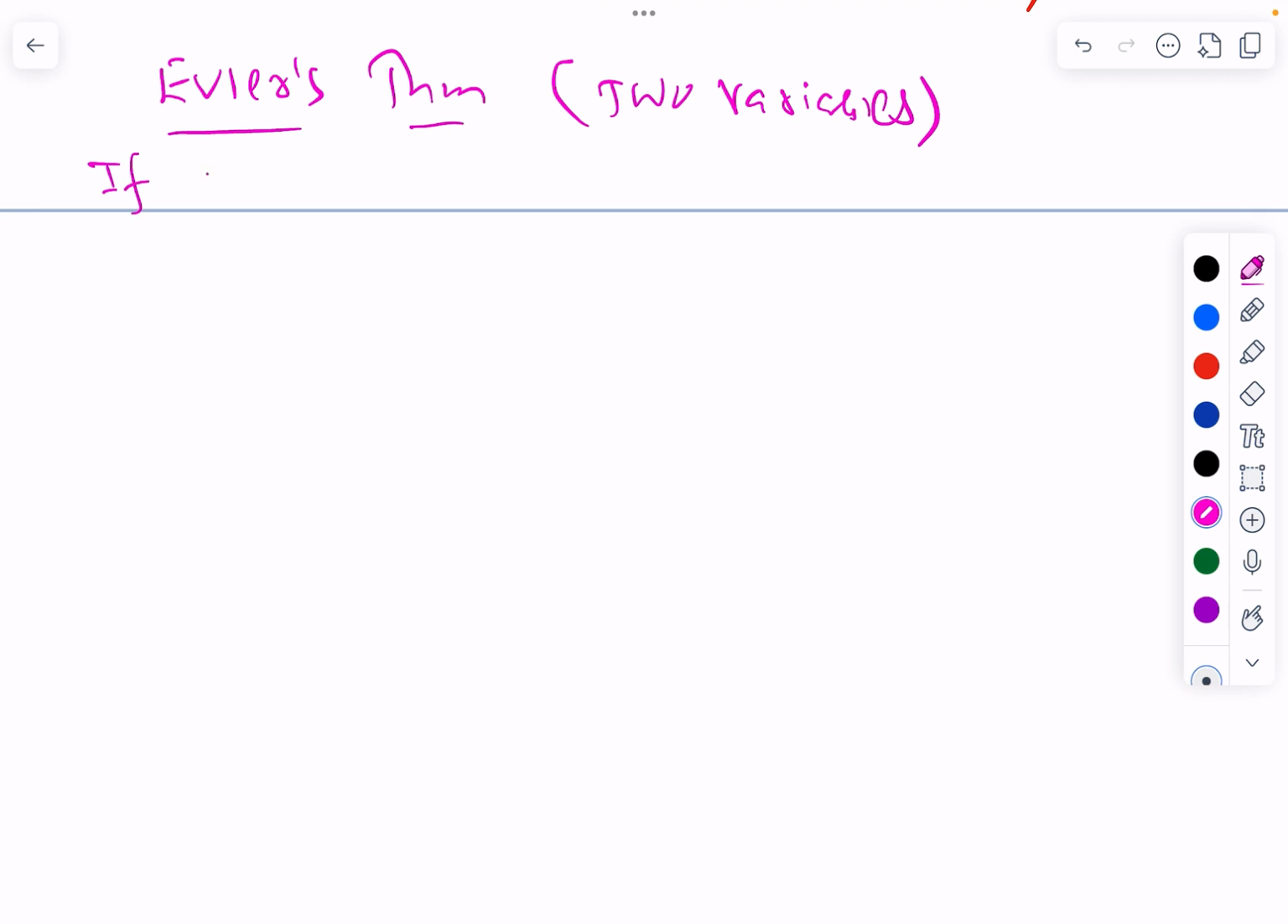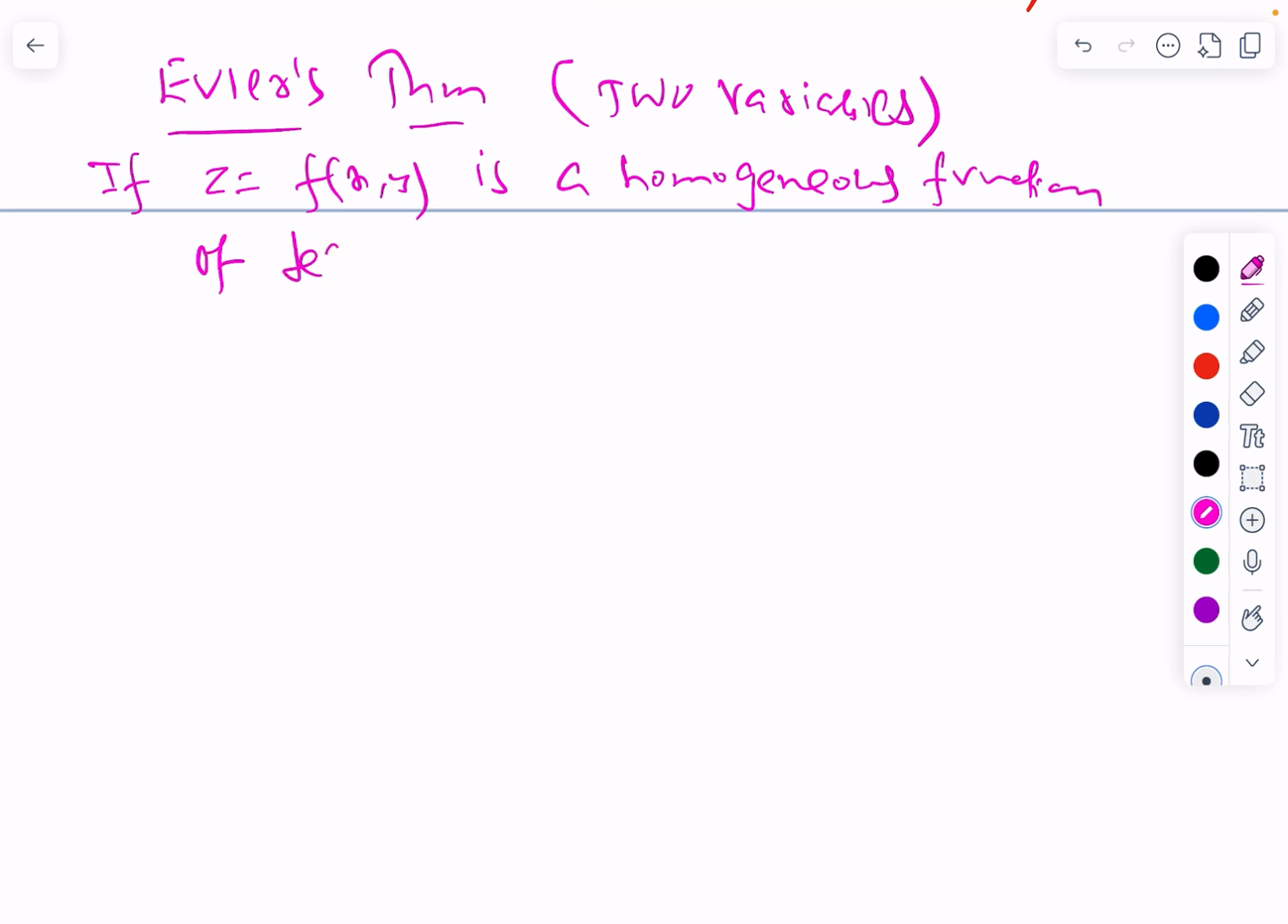If z equal to f of x y is a homogeneous function of degree n, then x times del z by del x plus y times del z by del y equal to n times z. We can prove this.